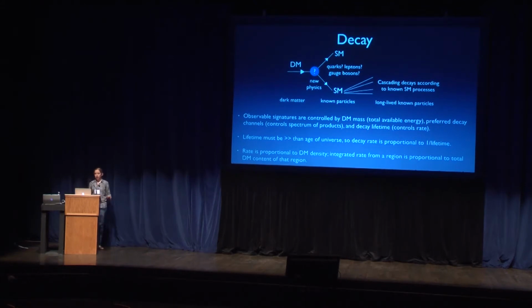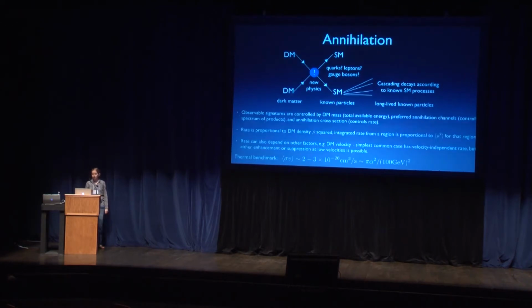The rate is just proportional to the dark matter density because this is a one-body process, so if you're looking for decay, you want to look for regions where there's just a lot of dark matter. You don't care about how clumpy it is, you just care about the total dark matter content in this region.